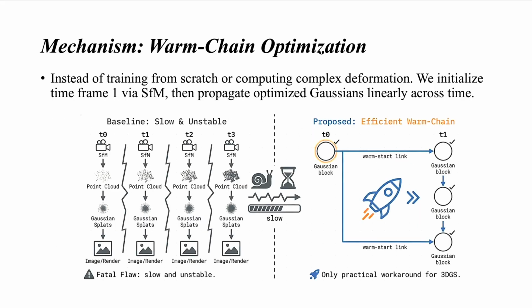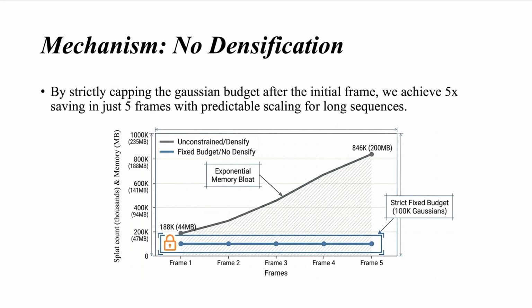Instead of the slow and unstable baseline of training each frame from scratch or using complex deformations, we use warm chain optimization. We initialize the first frame using structure from motion, SfM, to create a Gaussian block, then propagate those optimized parameters linearly across time. A critical part of our method is the no densification lock. Standard 3DGS allows Gaussian counts to explode over time, moving from 188,000 to nearly 850,000 in just 5 frames. By strictly capping the budget after the initial frame, we achieve 5 times memory savings in just 5 frames, ensuring predictable scaling for sequences of any length.